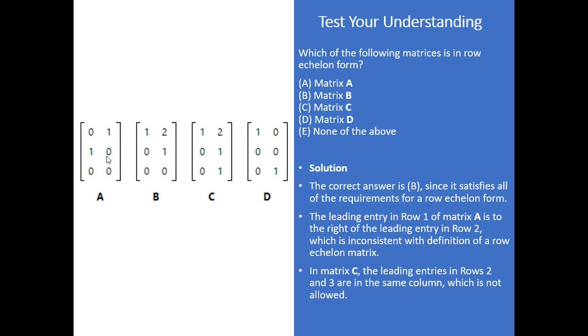In matrix C, the leading entries in rows 2 and 3 are in the same column. This is not allowed. And in matrix D, the row which has all zeros, row 2, comes before a row with a non-zero entry. Remember that all 0 entries have to go at the last row.